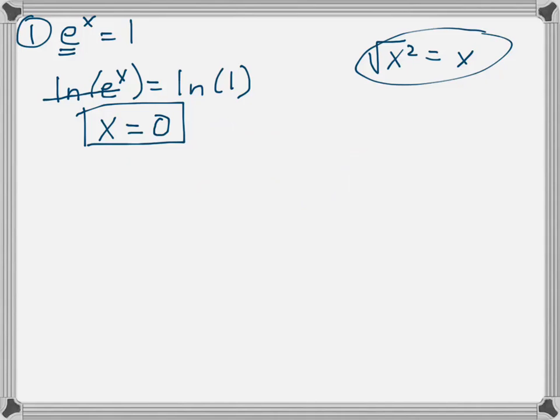But let's see if this makes sense. Is e to the 0 equal to 1? Yeah, because anything to the 0 except 0 is equal to 1.